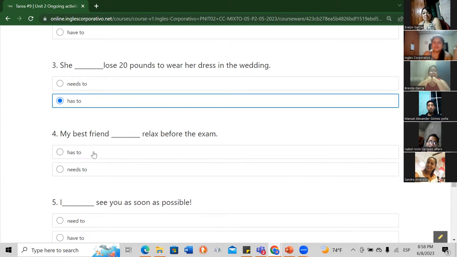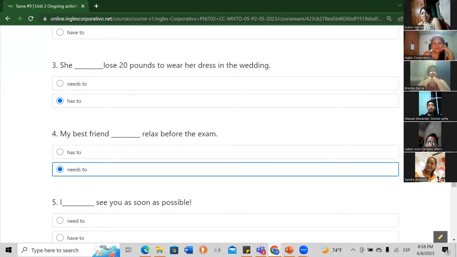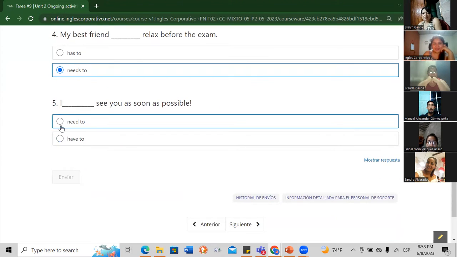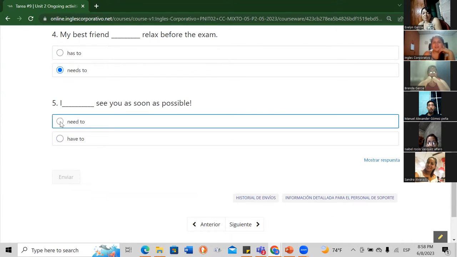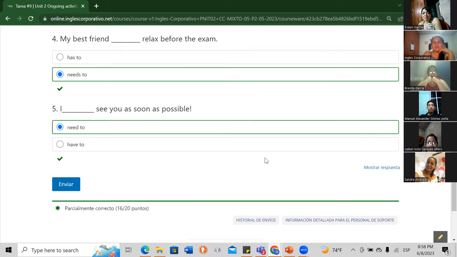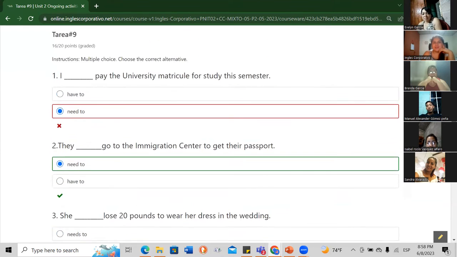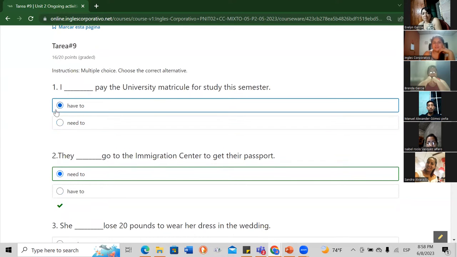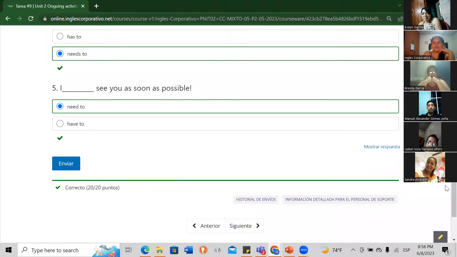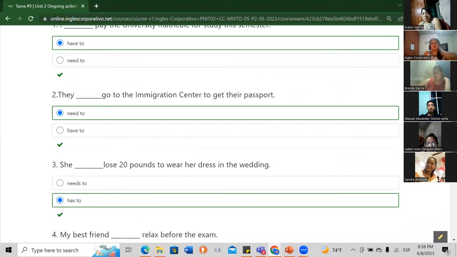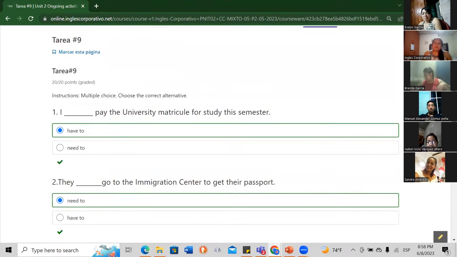Okay. My best friend has to relax or needs to relax before the exam. Needs to. And I need to see you soon as possible, or I have to see you soon as possible. Need to. I need to. Okay. This is an obligation. That is why it's I have to. Es una obligación pagar la universidad, like pay the bills. Yes. Okay, very good. This is number 9.